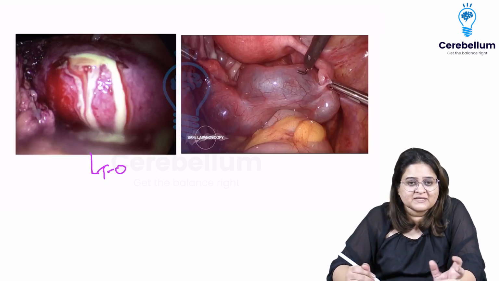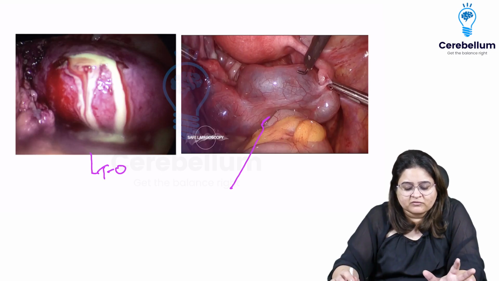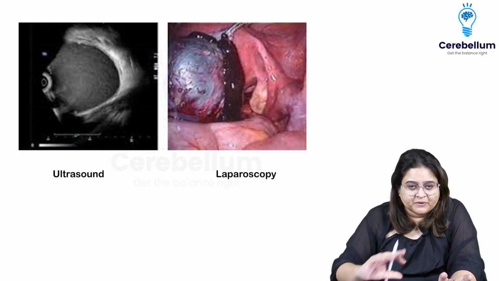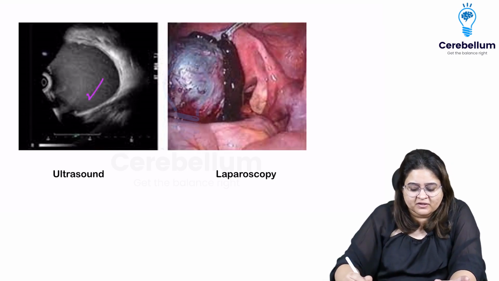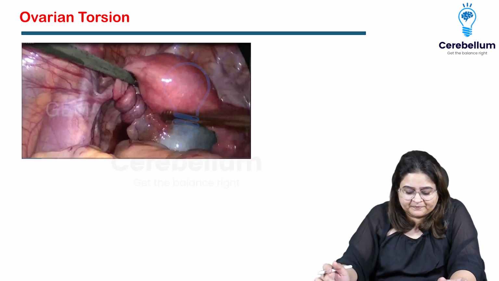You can see pus is collected inside. This is also a tubo-ovarian mass, how it looks. You can see the tubes are also involved, the ovaries are also involved. This is an endometrioma. This is how an endometriotic cyst or chocolate cyst will look on ultrasound and on laparoscopy.